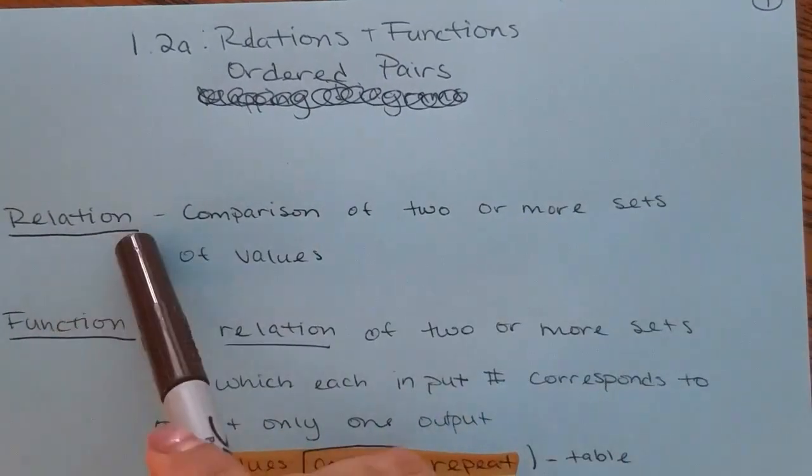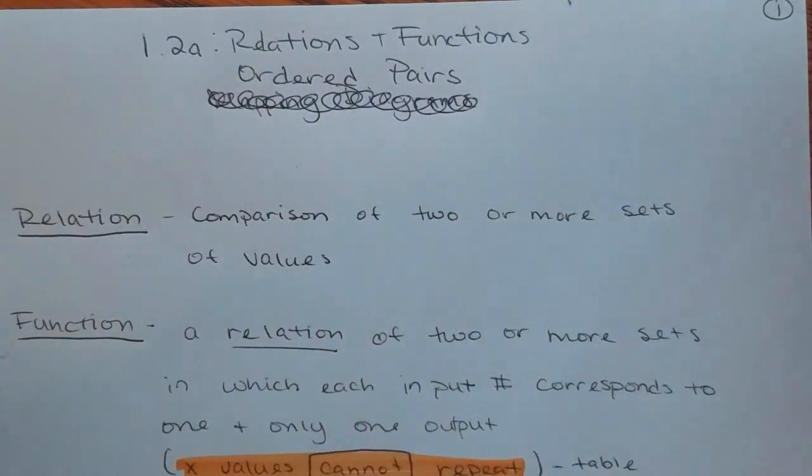The first one is relation, so it's a comparison between two or more sets of values. And you can be comparing anything, so we could be talking about the number of students in the classroom and their favorite donut. So I could have a list of everybody's name and then their favorite donut next to each other. And it's just when we're comparing pieces of information that are related.